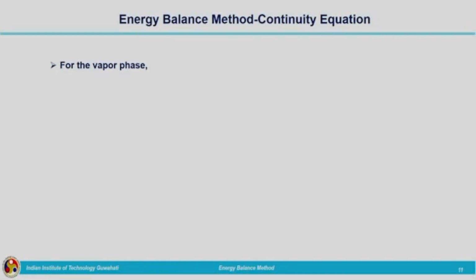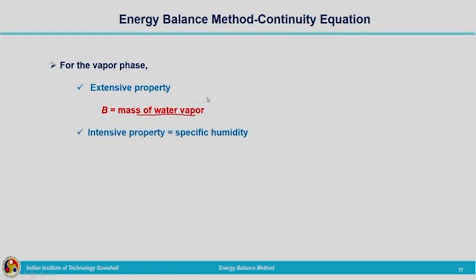We have written the expression, we have found out the continuity equation for the liquid phase. Now, let us move on to the case of vapor phase. For vapor phase, extensive property B is the mass of water vapor. Mass of water vapor will be considered as the extensive property. Intensive property, we know in the case of water vapor, it is specific humidity. Specific humidity QV, beta is equal to QV.